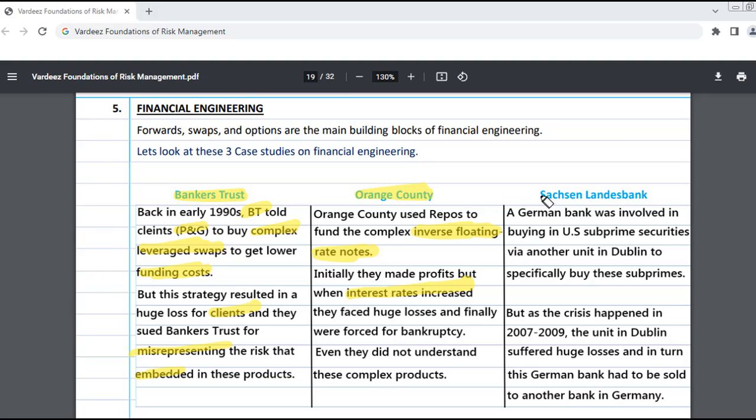The third case study is for this company. If you read this, you will realize that this German bank wanted to buy subprime securities, but via another unit that they had in Dublin, set up specifically to buy these subprimes for Landers Bank. But as the crisis happened in 2007 to 2009, the unit in Dublin suffered huge losses, and in turn this German bank had to be sold to another bank in Germany. So this was a very simple case study.